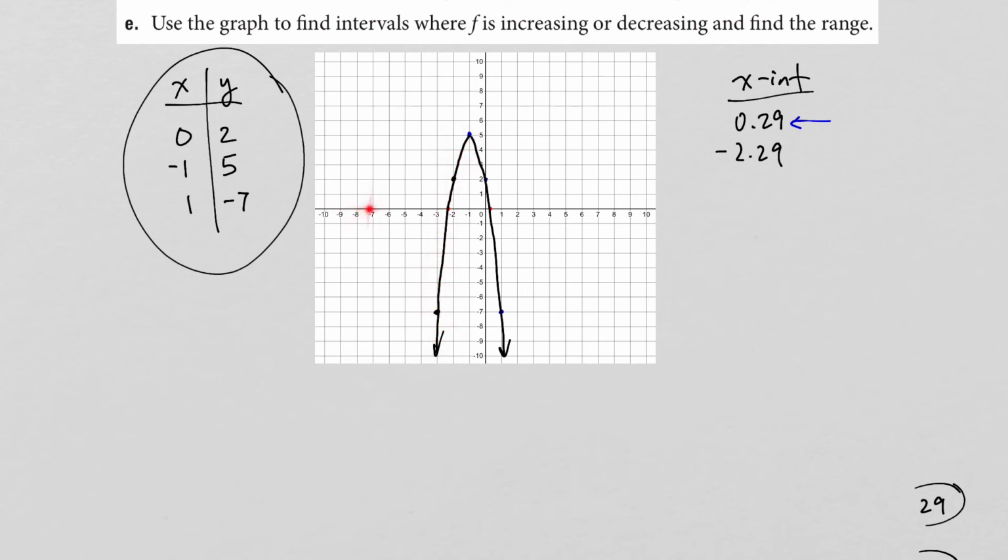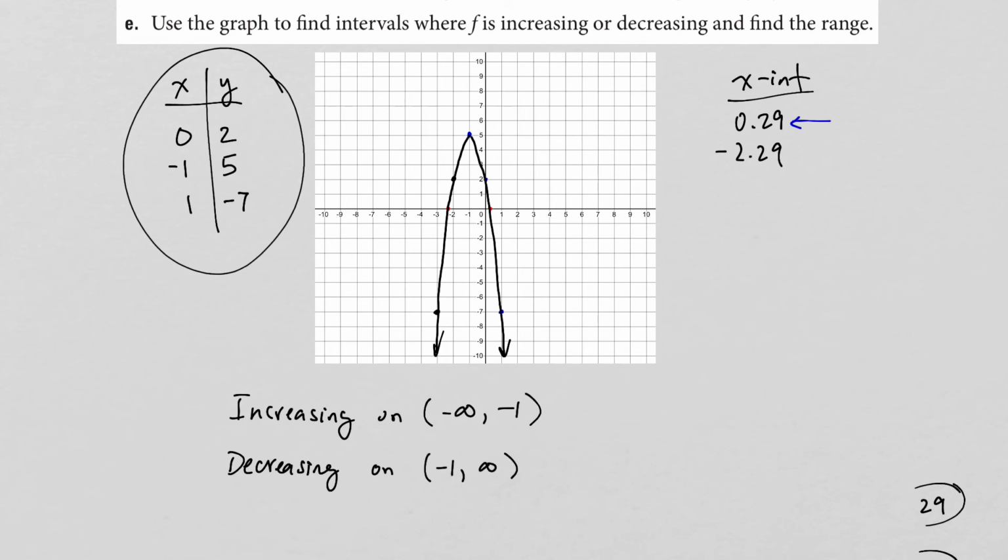So that would be all the values of x that are less than negative 1. So we will say that this graph is increasing on the interval from negative infinity up to negative 1. And it is decreasing after that. So it is decreasing on the interval from negative 1 to infinity.